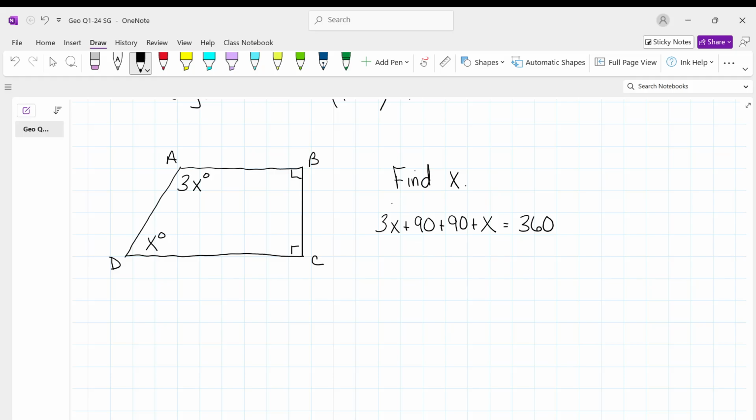So if we combine our like terms, 3x plus x, that's 4x. 90 plus 90 is 180. 4x plus 180 has to equal 360.